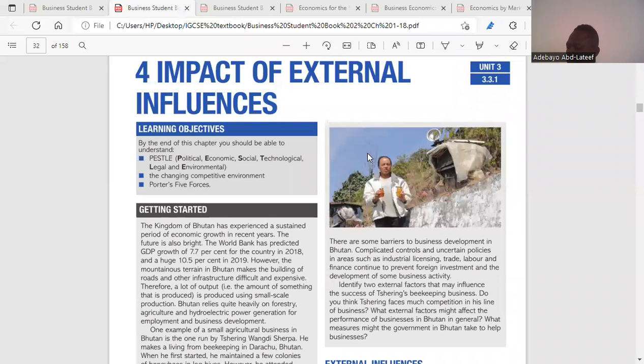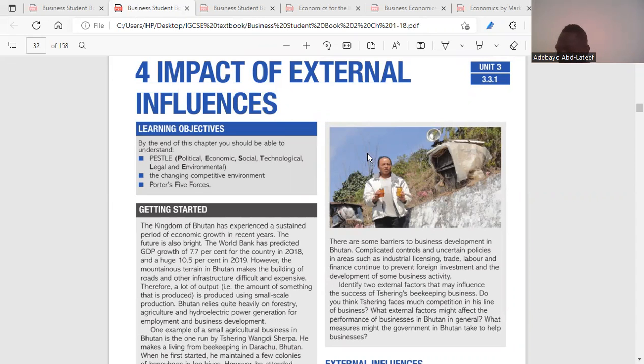So we start with impact of external influence, chapter 4. When I talk about external influence, we're talking about events and issues that are completely beyond the control of the business. So when these issues have occurred, what can a business do? A business needs to try to analyze these external factors. And what are these external factors? We're talking about the PEST tool analysis.